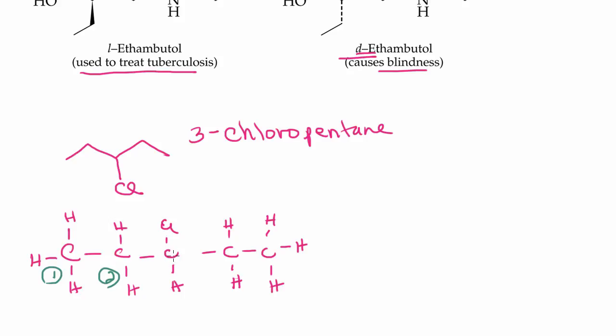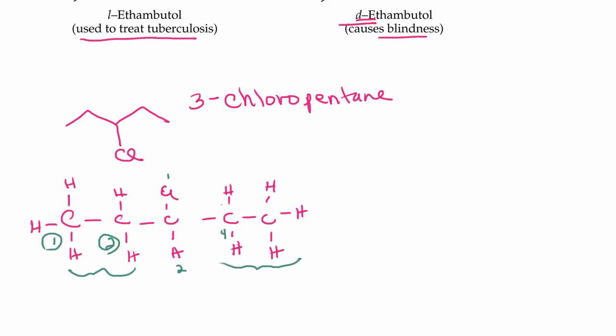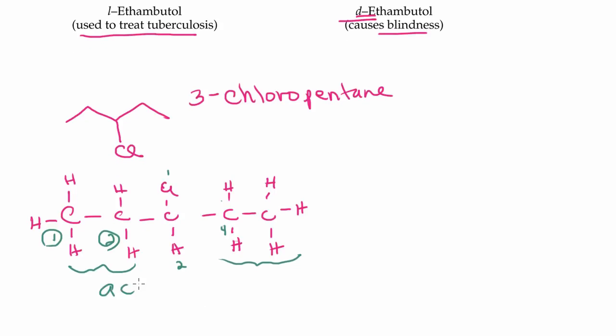The third carbon, let's see, it's bonded to a chlorine, it's bonded to a hydrogen, but here we have an ethyl group, and here we have an ethyl group, so that's not chiral. We know that carbon number 4 here is not chiral. It has 2 hydrogens. Carbon number 5 is not chiral. So this is an achiral molecule.